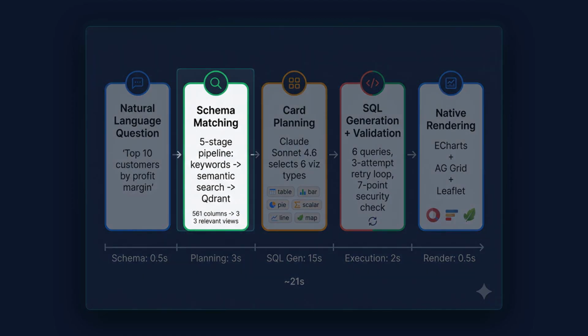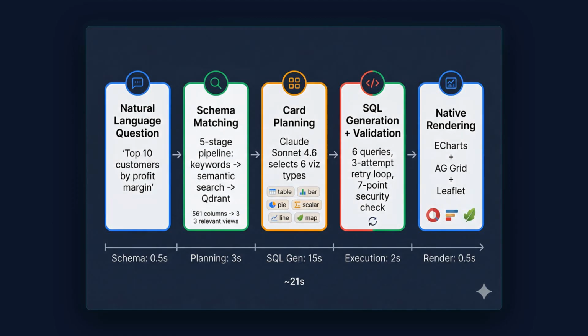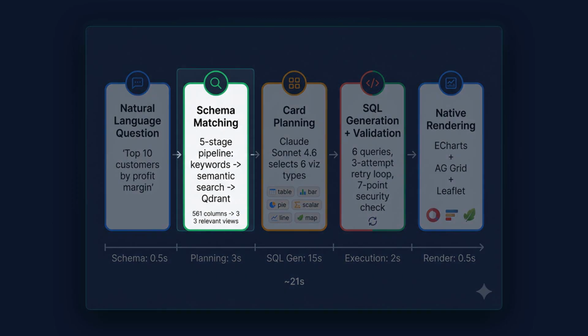Stage 1 is schema retrieval. Out of 561 columns, where should this question even look? A vector database called Qdrant acts as a semantic search engine, mapping your everyday business words to the right database views. The matching is layered. Common words go by simple keyword, so revenue points straight at the sales summary view. Unusual phrasing falls through to semantic search, which reads meaning instead of spelling and keeps only the strong matches.